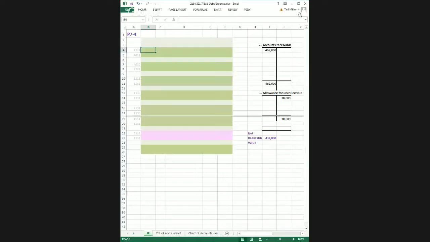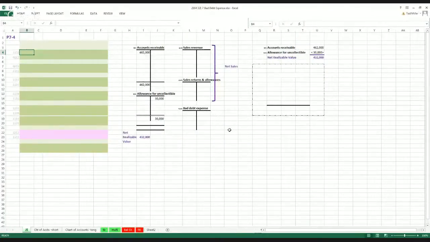Good afternoon. Today we're going to do bad debt expense, and we're going to use the balance sheet approach. So it's problem 4 if you're following in the book. They tell us to start off with a balance of $462 in accounts receivable and a credit balance of $30 in our allowance for uncollectible accounts.